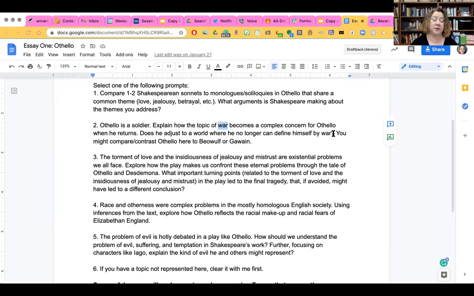Number 3 is about the torment of love and the insidiousness of jealousy and mistrust. So that's an eternal issue. That is also an existential problem. They use the term existential right here. I can do a talk, or I can meet with you a little bit on existentialism, or you can look up online. Let me give you a 1-minute explanation of existentialism so that you can kind of decide if you want to work on number 3.